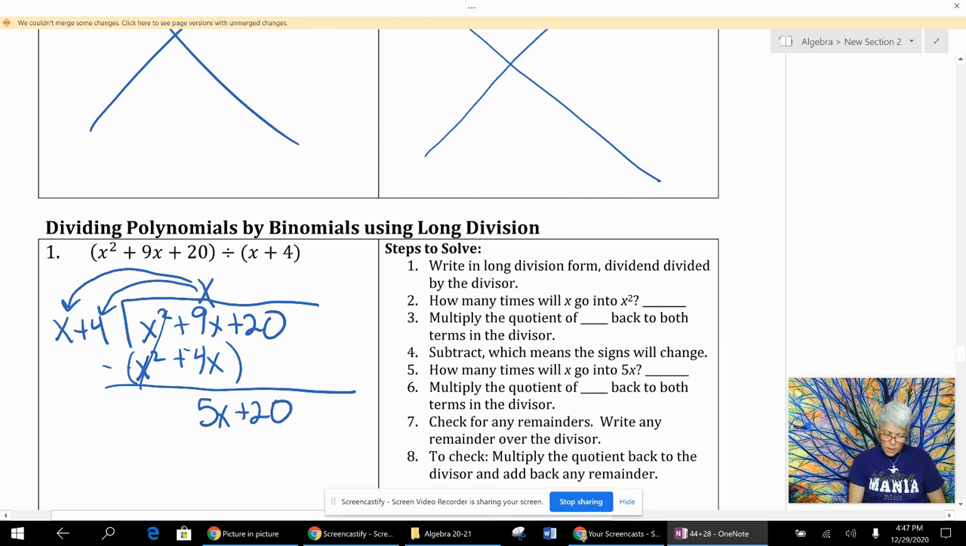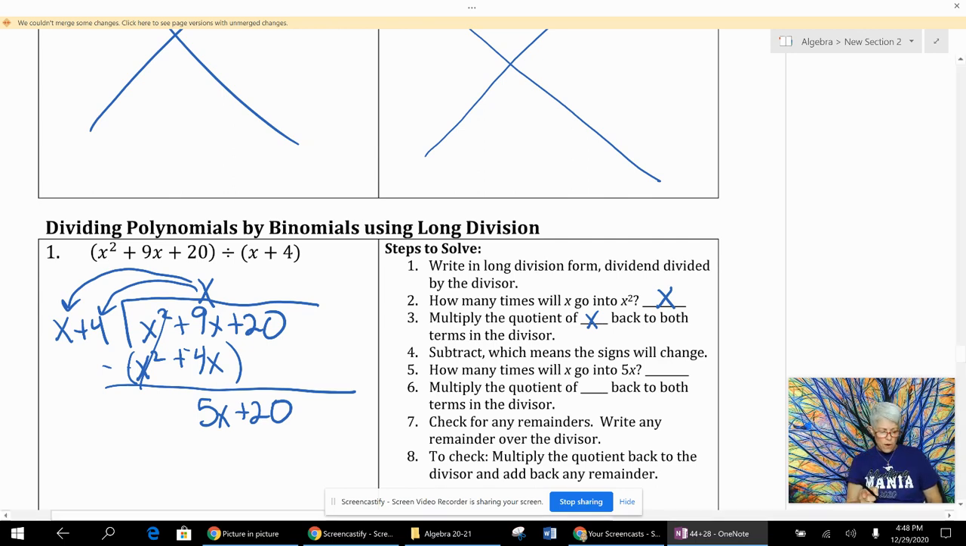How many times will x go into x squared? It will go into it x times. So I'm going to multiply the quotient of x back to both terms. This is kind of a step-by-step thing here. Now I'm only going to look at the first term of the divisor and the dividend.